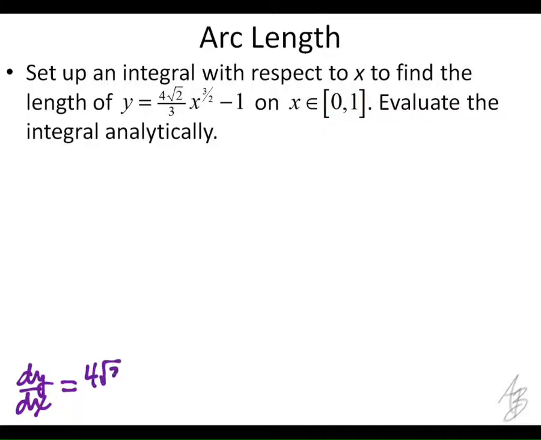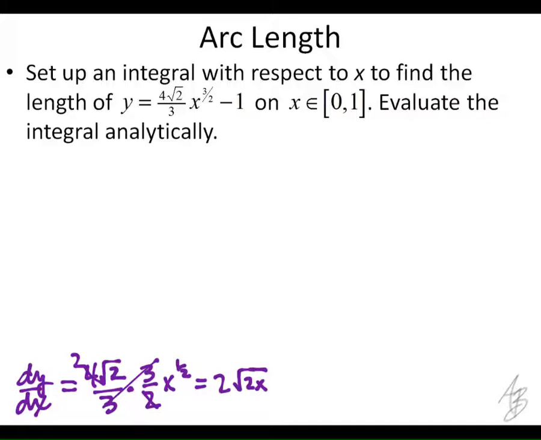I'll take a couple of steps here. So we have 4 square root of 2 over 3 times, what's the derivative of x to the 3 halves going to be? 3 halves x to the 1 half. Alright, so the 3's are going to cancel each other out. The 4 and the 2 are going to cancel, and we have 2 here. So the derivative is going to be 2 square root of 2x.